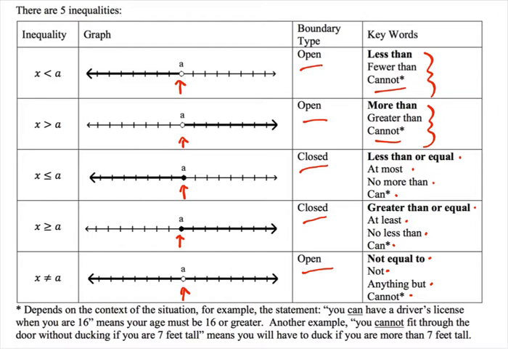So for the cans and cannots, it depends on the context of the situation. For example, you can have a driver's license when you are 16. Means your age must be 16 or greater. So that would be greater than or equal. Another example, you cannot fit through the door without ducking if you are 7 feet tall. Means you will have to duck if you are more than 7 feet tall. Meaning greater than 7. Now, for these cans and cannots, you have to use your life experience to figure out whether it's greater than or less than, and whether it includes the boundary point.